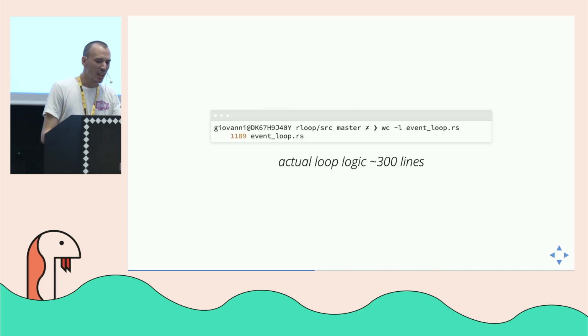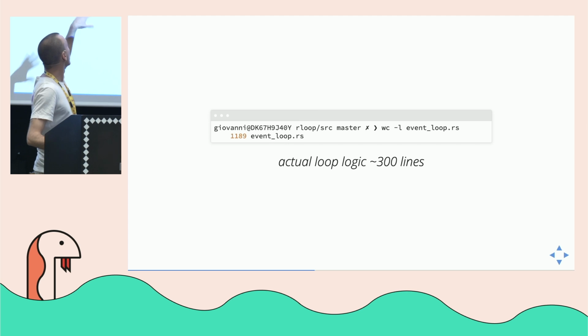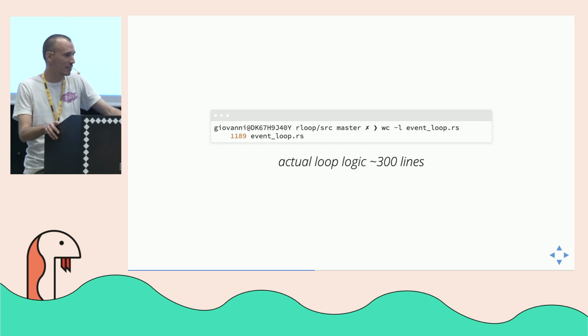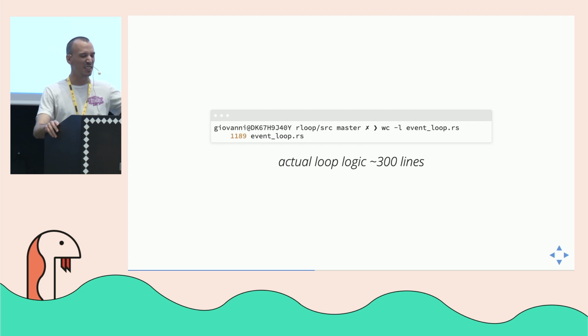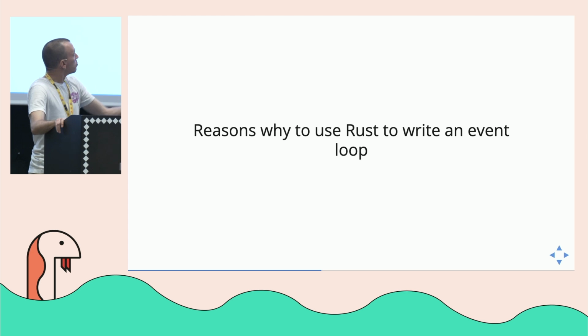And again, it's something simple. Yes, it's 1,000 lines of Rust, but the actual logic, the actual loop, is like 300 lines. That's it. That's an event loop. Everything else is just APIs so that Python can understand stuff. And also, let's give you some reasons to use Rust to write an event loop.